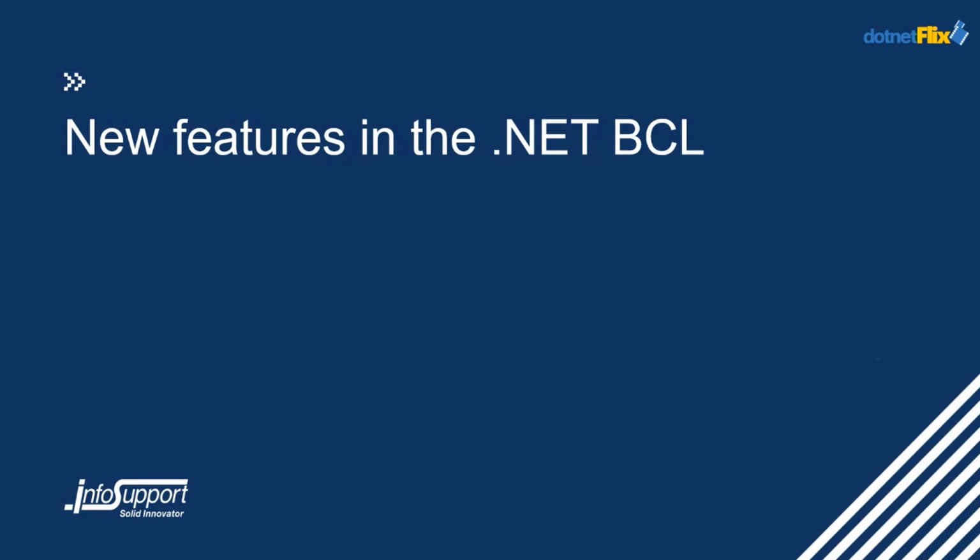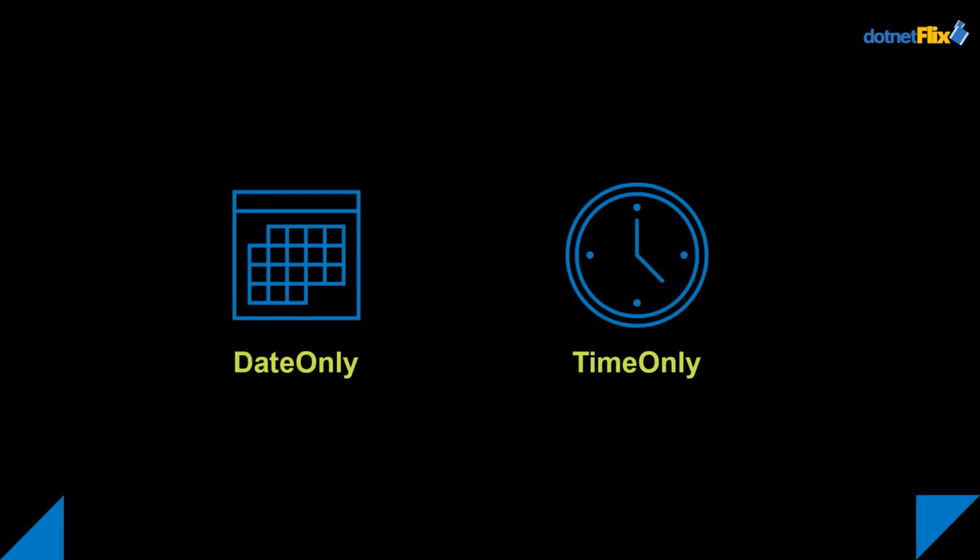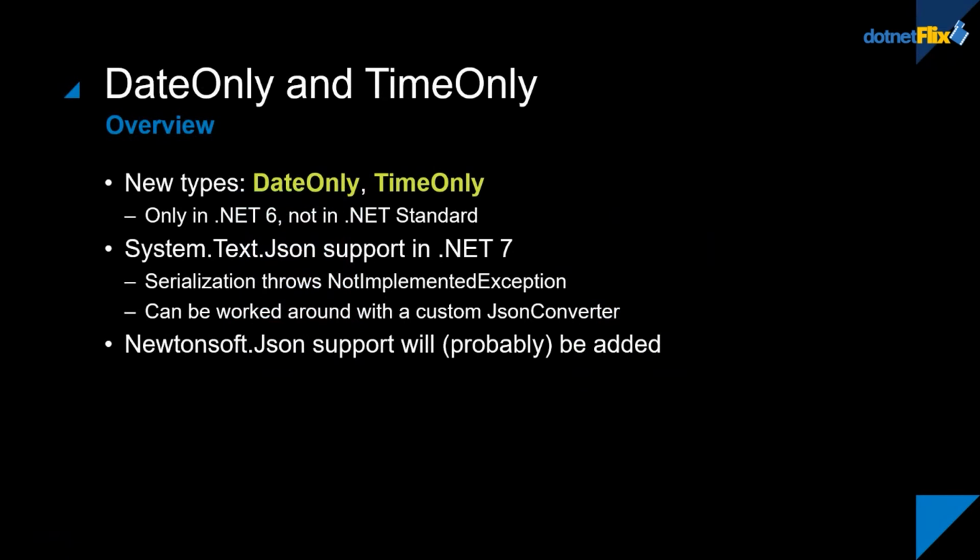So let's get started with two new types that have been added to .NET, DateOnly and TimeOnly, which can be used to specifically work with either a date or a time only. We already had the DateTime and the DateTimeOffset types in .NET to work with date times, but you always had a date and a time. And with DateOnly and TimeOnly, you can just use either a date or a time. A little overview of these two new types.